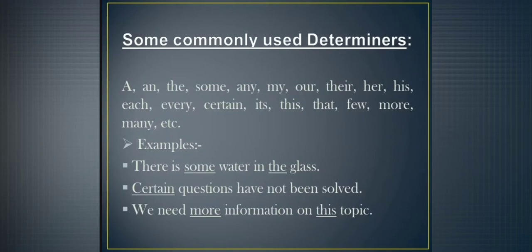Let's see some examples. There is some water in the glass. Here water is your noun and glass is also your noun, and the words which are just used before them are some and the. So we have underlined these words and these are your determiners. In the same case, certain questions have not been solved, so certain is your determiner. In the third one, we need more information on this topic, so information is your noun. We know that it's an abstract noun and the word used before it is more, so more is your determiner. Okay, I think you got it.